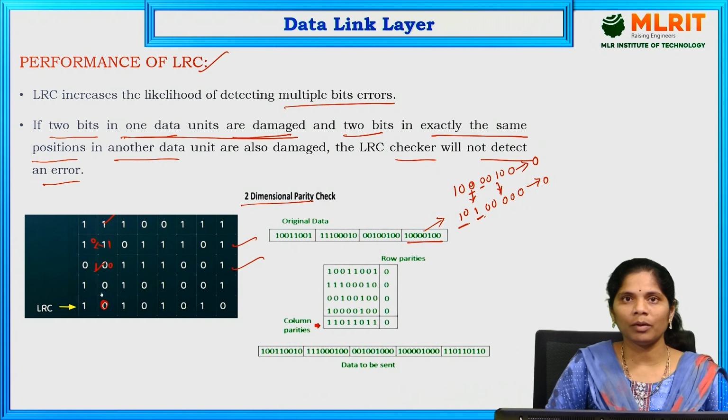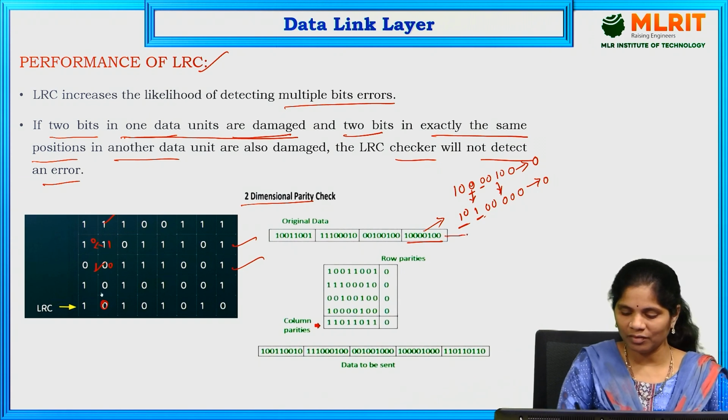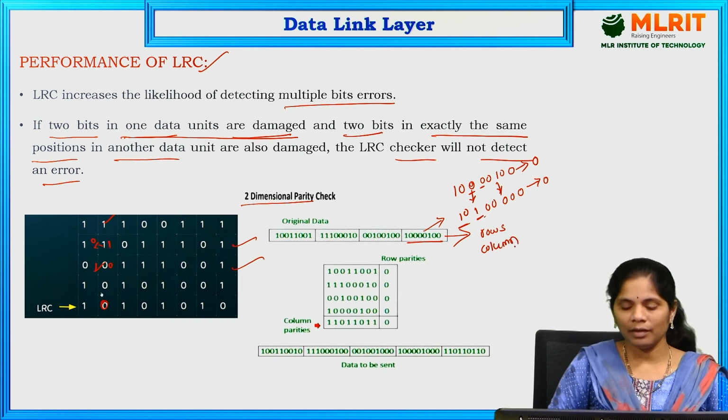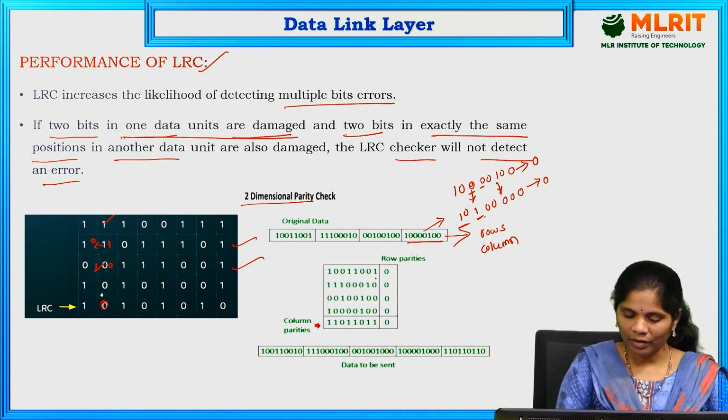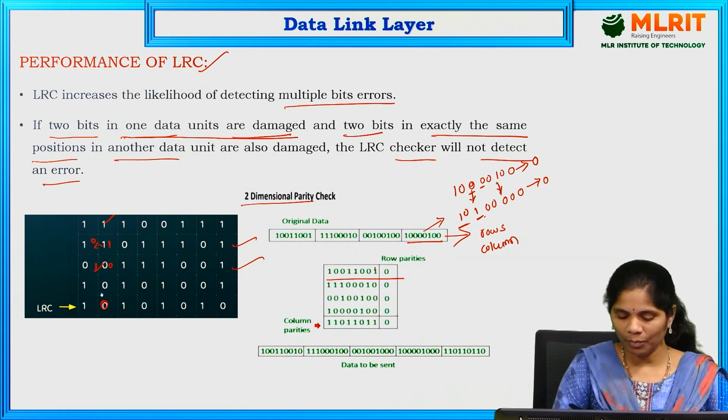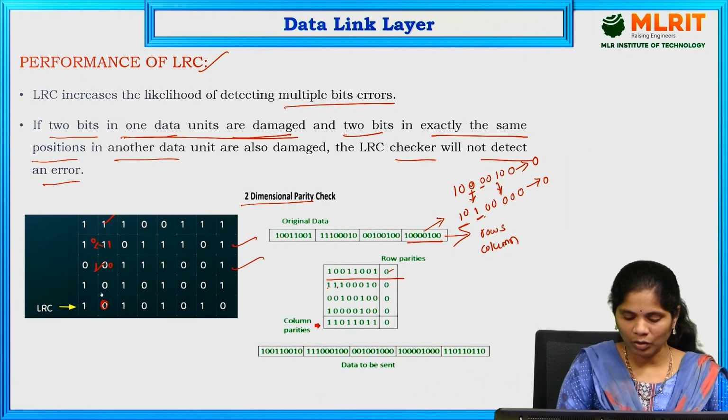How does the 2-dimensional parity work here? This is the original data. 2-dimensional means we have to calculate row wise and column wise, both. See here, this is the original data. Row parity we are checking, at the same time column parity also we are adding. See now, how many ones row wise? 1 2 3 4. 4 ones means an even number of ones, we have to add 0. Here also 1 2 3 4. 4 ones means even, we are adding 0. At the same time 1 2. 2 ones are there, even, we are adding 0. Here 1 2. 2 ones are there, we are adding 0.